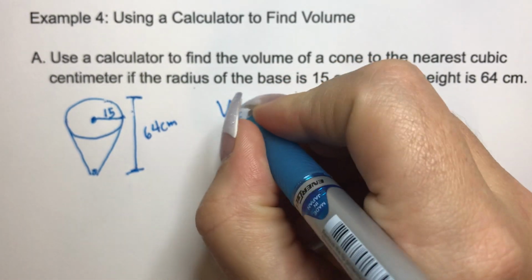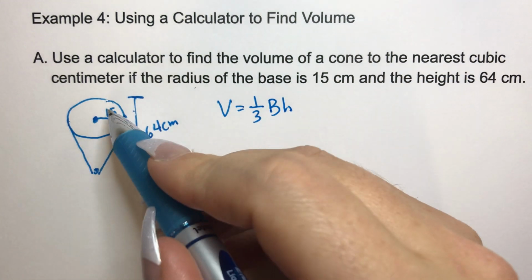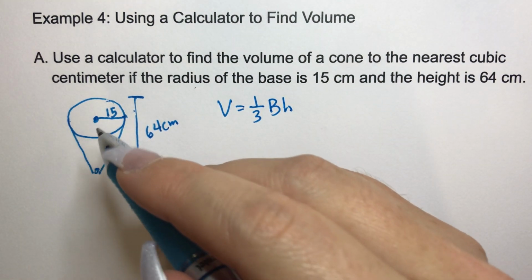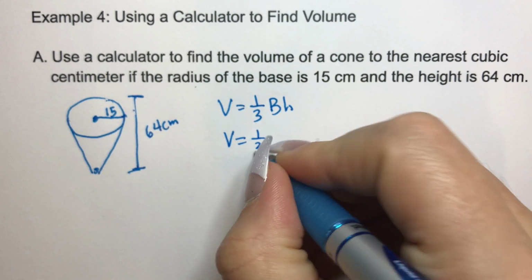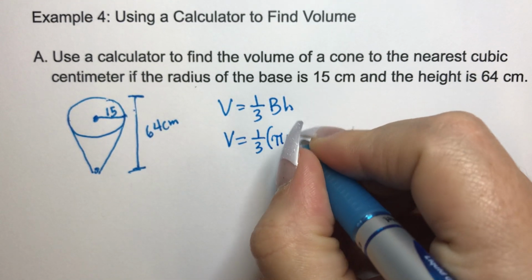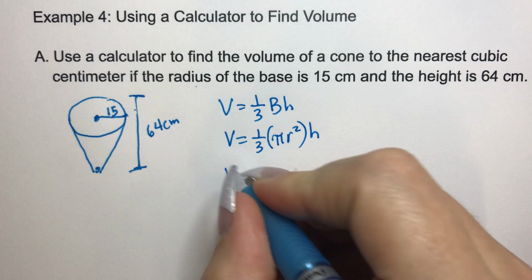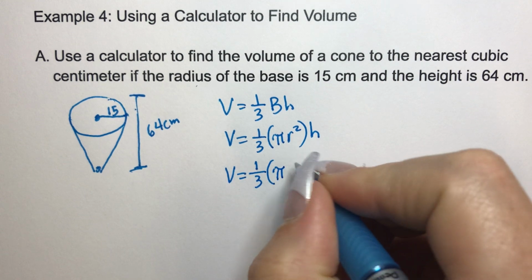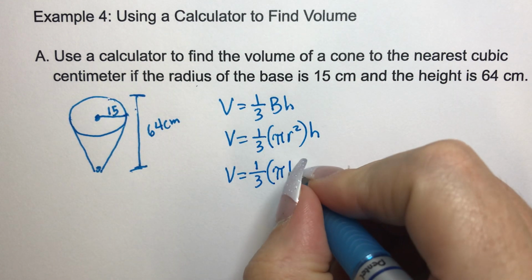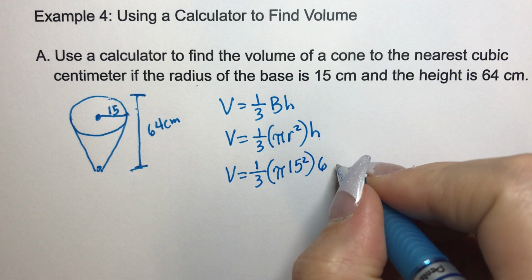Which is volume equals 1/3 of the area of the base times the height. Well, the area of the base is a circle, right? And the area formula for a circle is pi r squared multiplied by the height. Let me just plug in the information. And we have pi, the radius is 15, so that's going to be 15 squared times the height, which is 64.